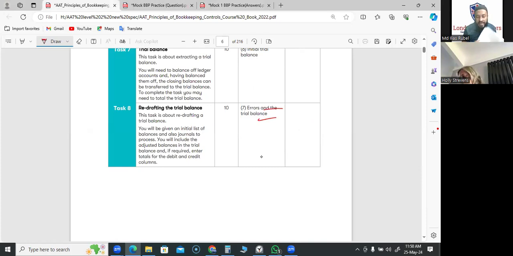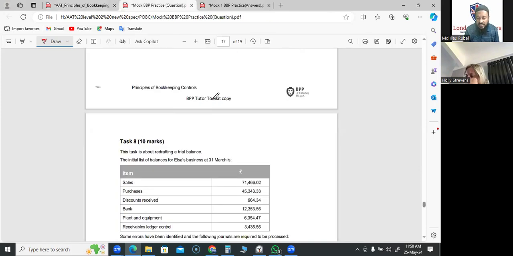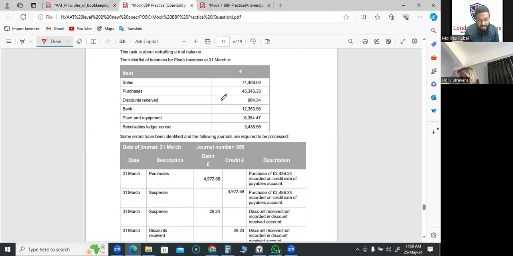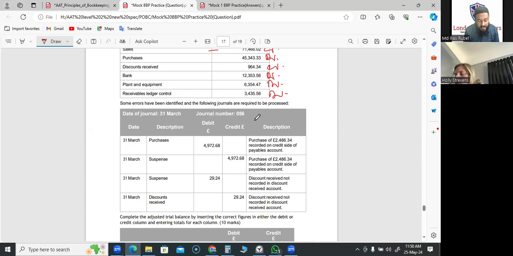Going into question number 8, redrafting the trial balance. Another easy peasy question. Very easy. Nice and straightforward. A bit of correction is needed here. Sales is a credit account. Purchases debit. Discount received credit. Bank generally debit unless it's a bank overdrawn. Plant and equipment debit, and receivables ledger debit because it's a current asset.